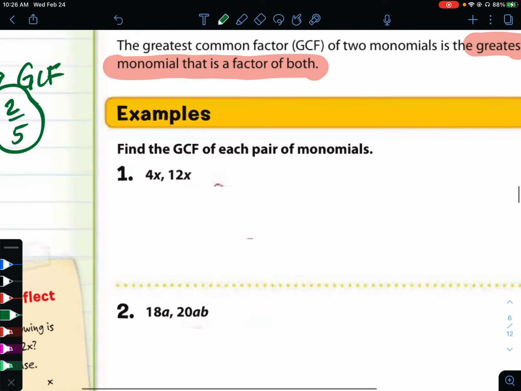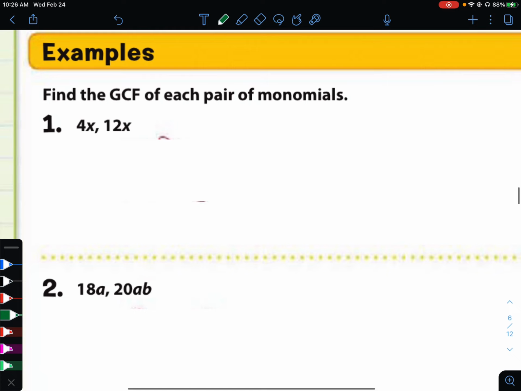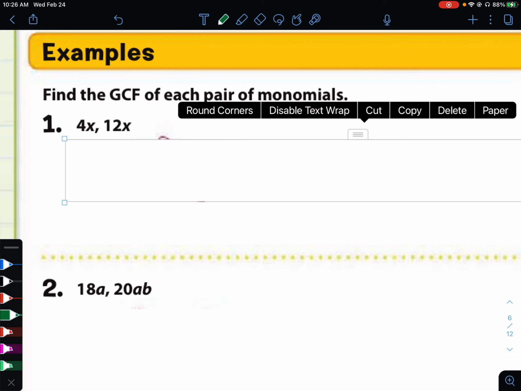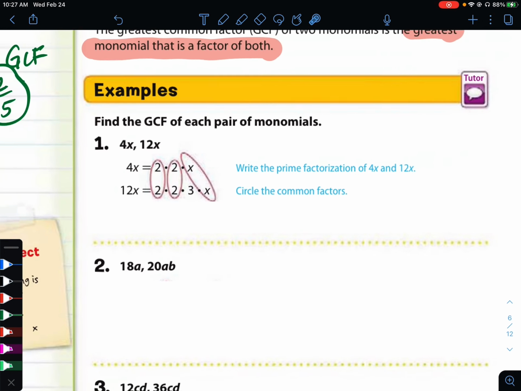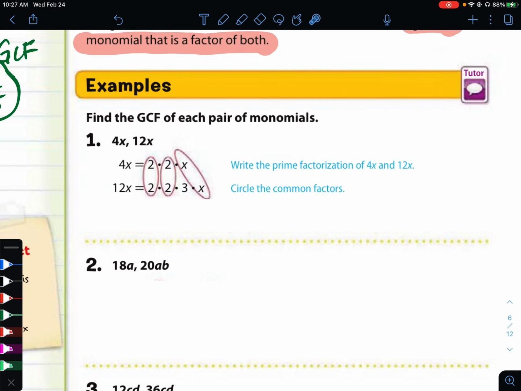So let's find the greatest common factor of each pair of monomials. We have 4x and 12x. We want to find the greatest common factor of that. So for us to be able to do that, let's take a look. I have 4x. And the prime factors of 4 are 2 times 2, like what I said earlier. And then we simply write x. So we write it as a factor. Remember, 2 times 2 times x are factors because they're all multiplication. If I get 12, how did I get the factors of 2, 2, and 3? I simply do my factor tree.